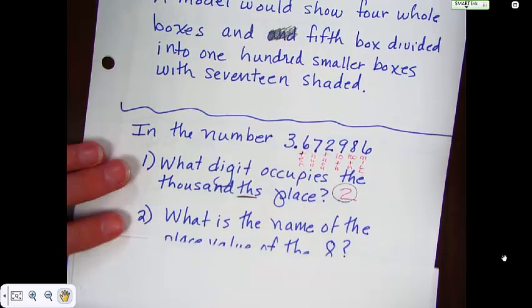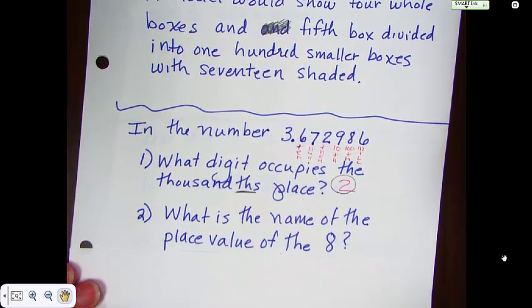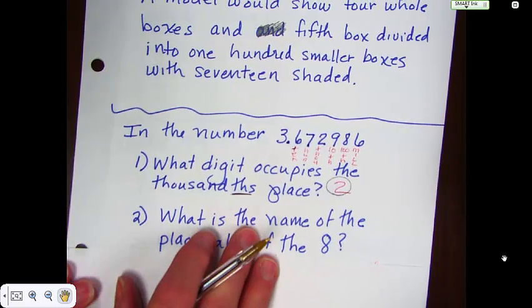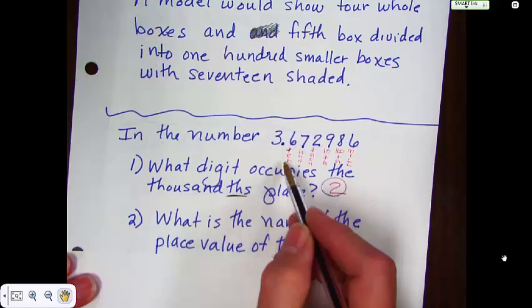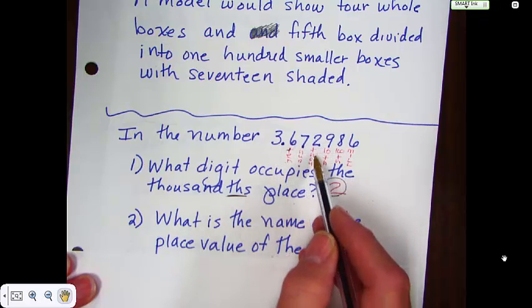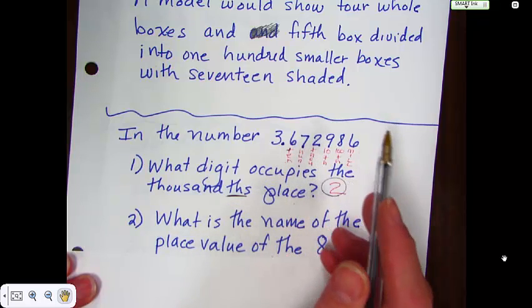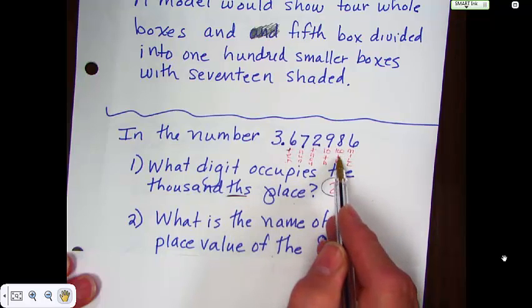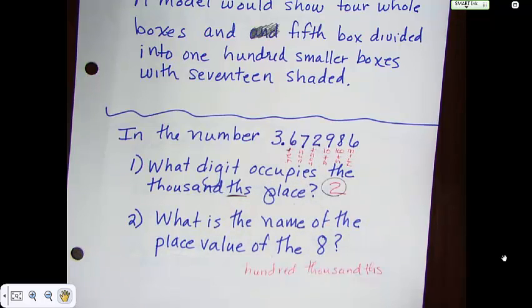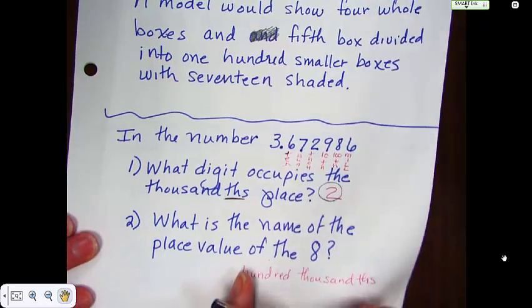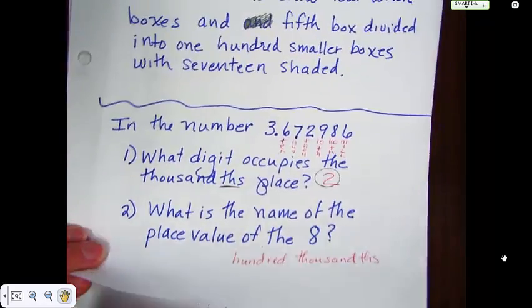Number 2, here this little question, what is the place value of the 8? Okay, go back and look at it again. Tenths, hundredths, thousandths, 10 thousandths, 100 thousandths. Yes, that is correct. It is the 100 thousandths.